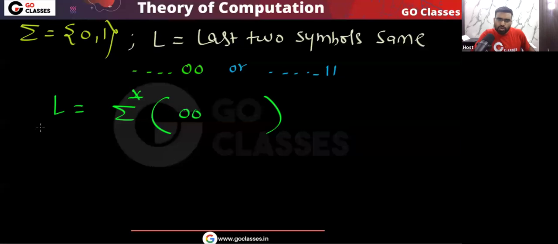At the end, either 0 or 1 should come, because the last two symbols must be same. So this is your language L. Now let's create the minimal DFA.